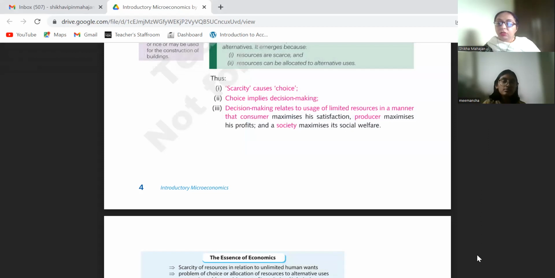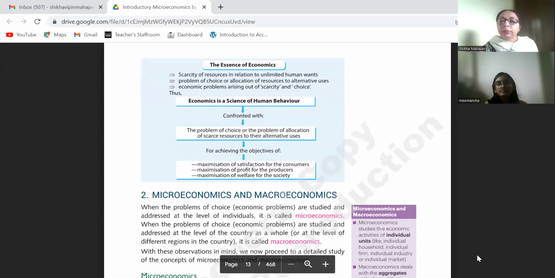Decision making relates to usage of limited resources in a manner that the consumer will maximize. So what does the consumer need? Satisfaction, right? So how will he gain the satisfaction? When he makes the correct choice out of whatever is available to him. Producer will maximize his profits when the producer is selling something that gives satisfaction to the consumer, then only the producer will be able to maximize profit, right? And the society maximizes welfare. This we have studied.